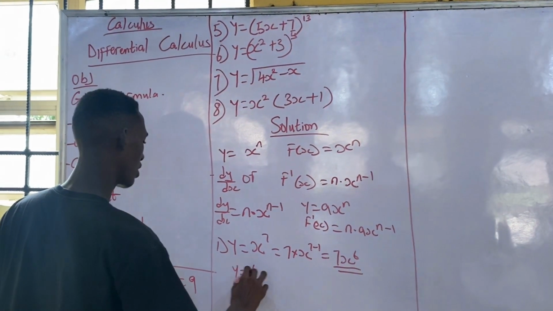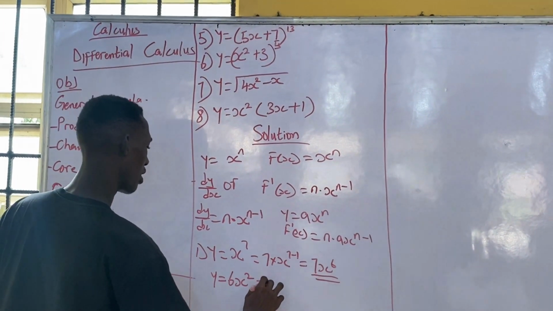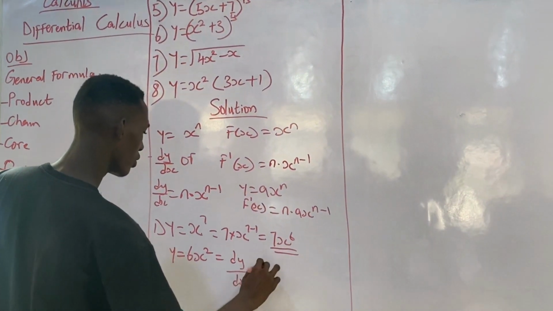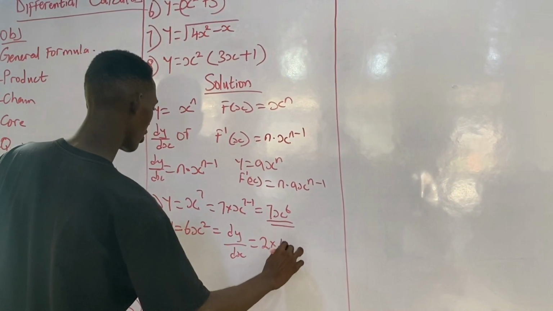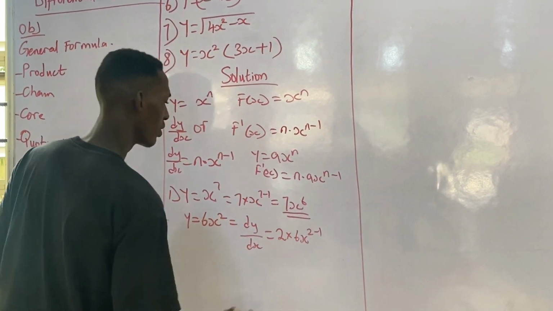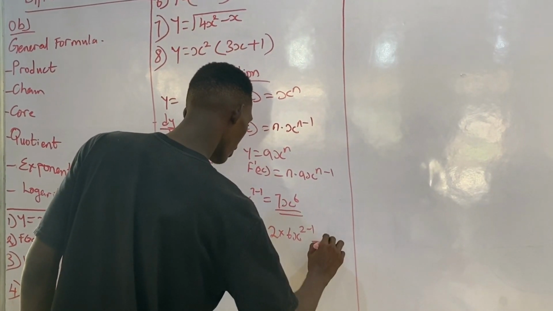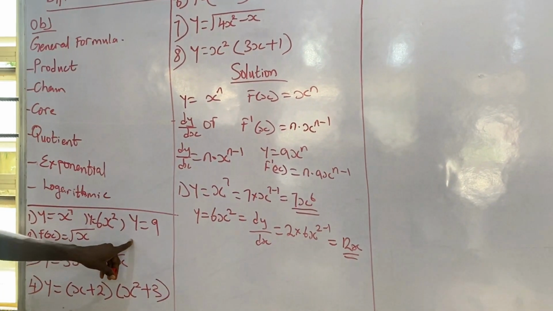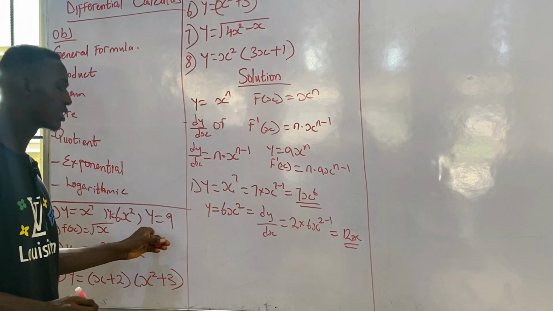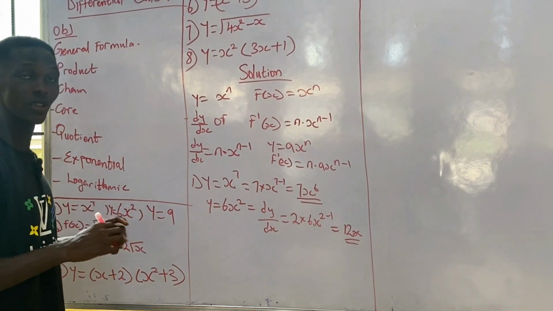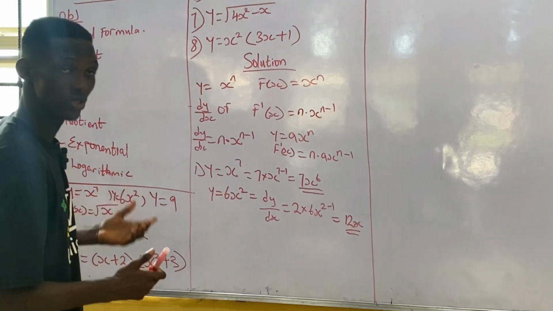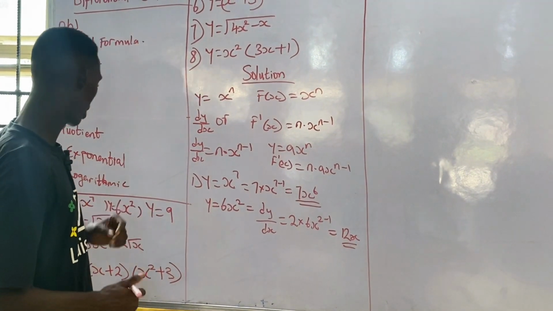So y is equal to 6x squared. Therefore, our dy over dx is equal to 2 times 6x to the power of 2 minus 1, and that is equal to 12x. Now, for this, anytime you find the derivative of a constant, it will always give you 0. So therefore, dy/dx of 9 is 0. So you don't have to waste much time on that.